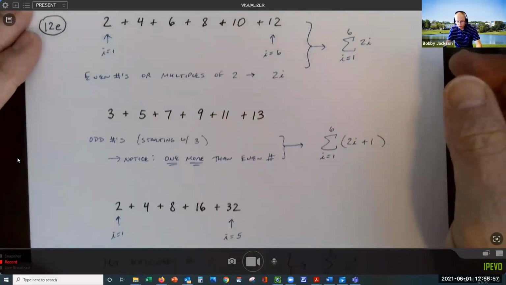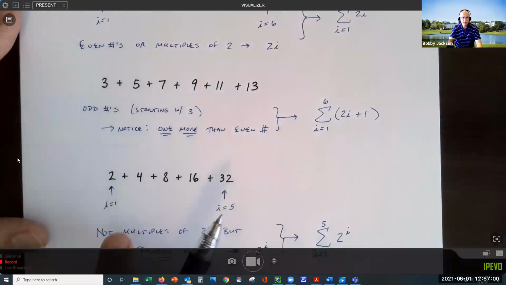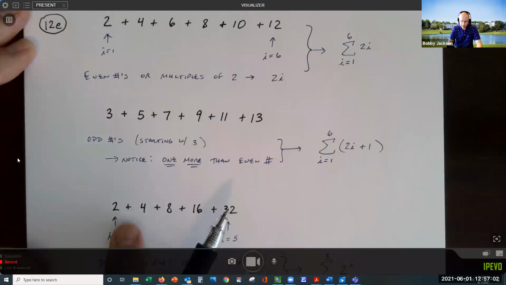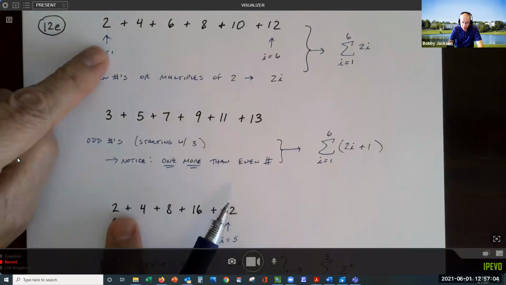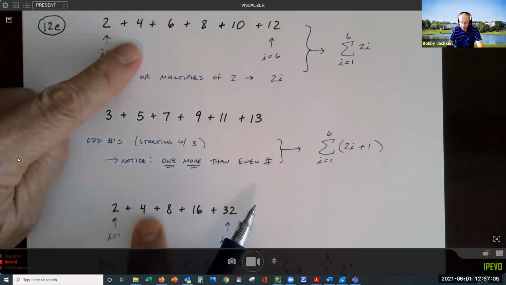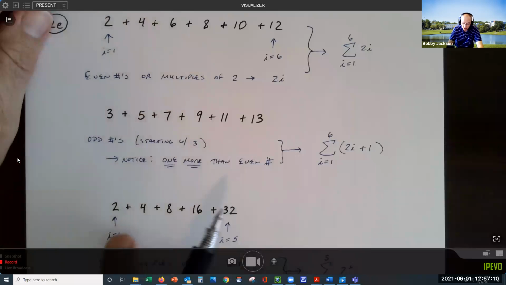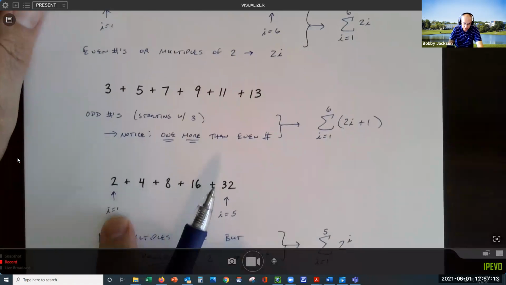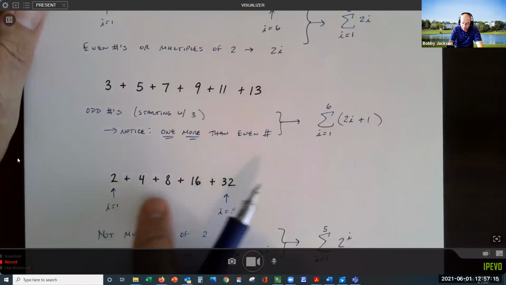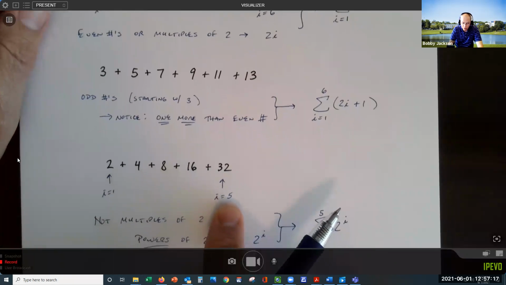One last one, I want to just look at this one here. Now this one looks very similar to the one in 12e. It starts 2 and then 4, but then all of a sudden it changes to 8 instead of 6, and then 16 instead of 8, and so on. Notice i begins at 1 with the 2, and then it ends at i equal 5. So we're going from 1 to 5.